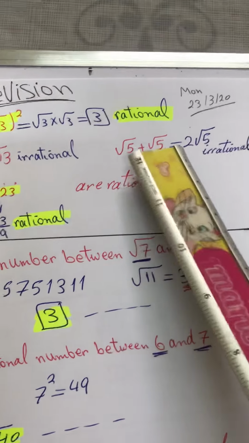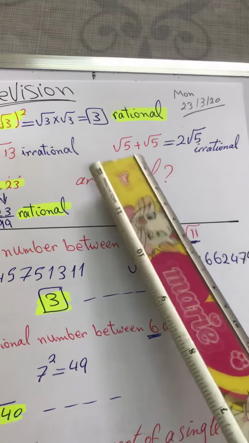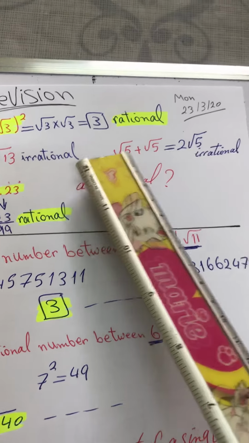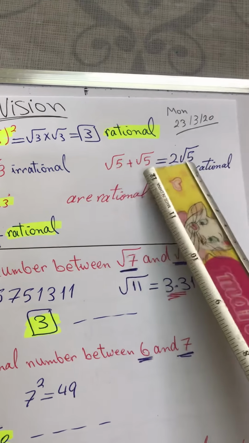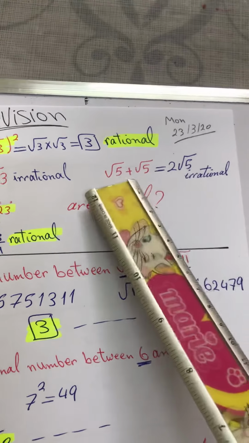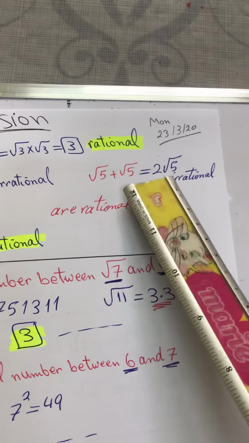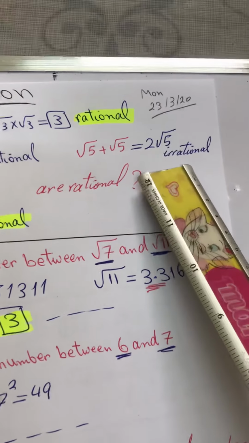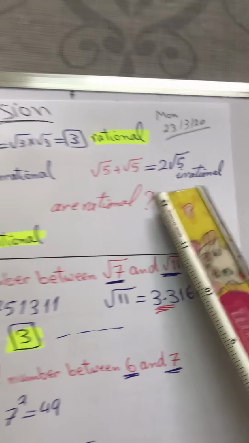Square root of 5 plus square root of 5, solve it in the beginning. 1 square root of 5 plus 1 square root of 5, I'll write square root of 5 just one time, and 1 plus 1 equals 2. So 2 square root of 5. Now it is an irrational number.